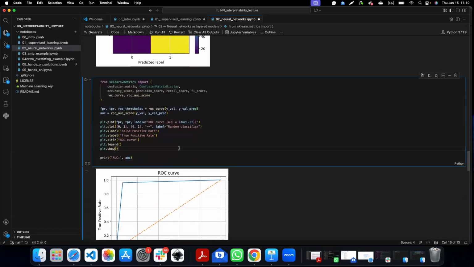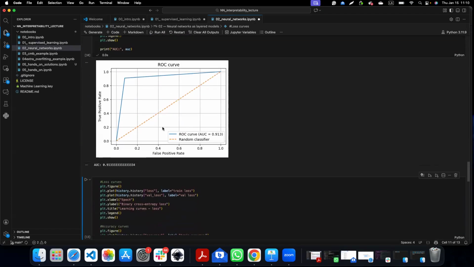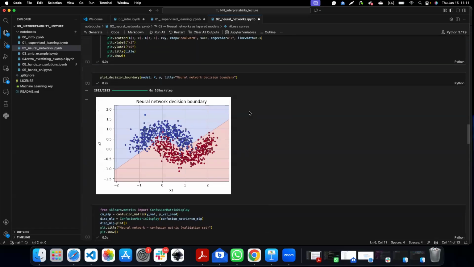Okay, and finally, let's draw the ROC curve, and it's 0.91. The previous one was, I think, 0.88 or so. So we are getting there, right? It's improving a little bit. But where you can actually see it is in the decision boundary. Here it's very obvious that it's learning more interesting patterns than just a straight line.